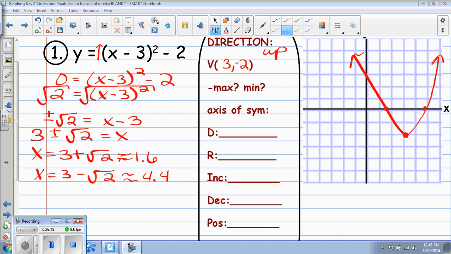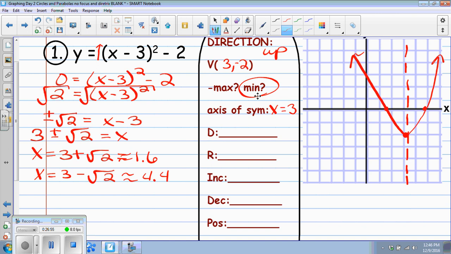Okay, so now we have all the information we need to answer all these questions. So, is it a maximum or a minimum? A minimum. It's a minimum. The axis of symmetry. It's that line, and you show it by a dotted line, and that is the line x equals 3. If it was opening left or right, it would be y equals whatever goes through the vertex.